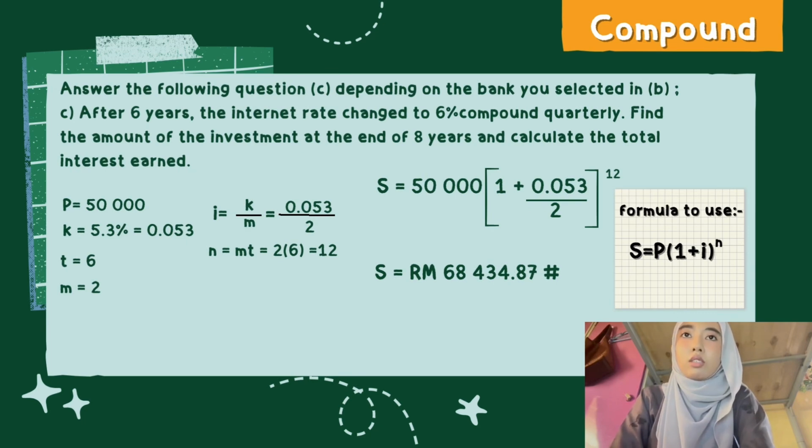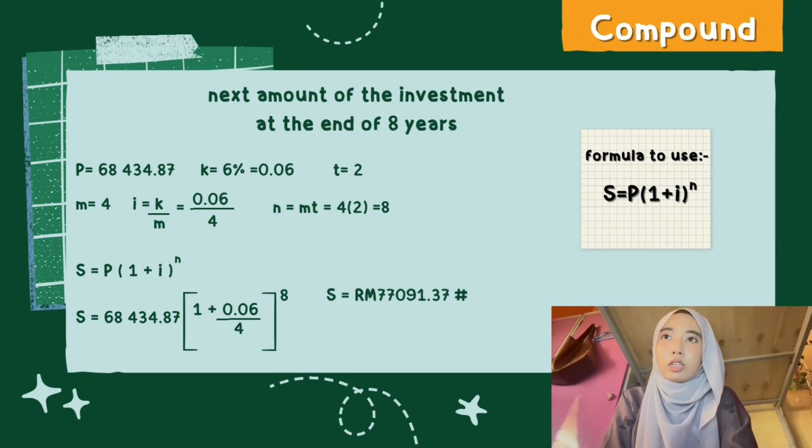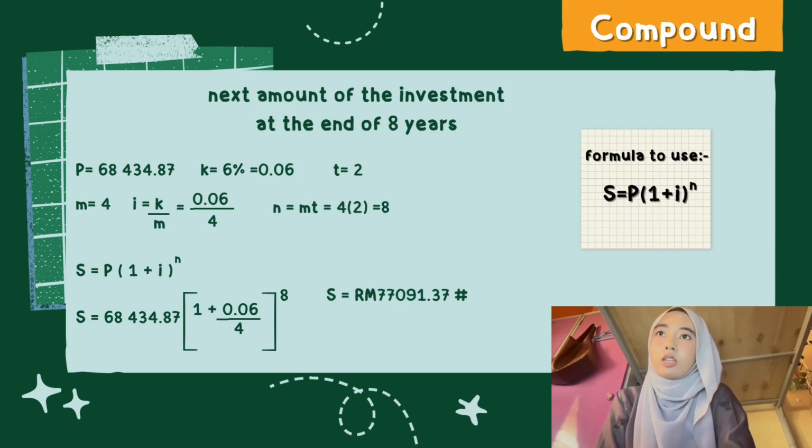And we use the formula S equals P, where P is 50,000, bracket 1 plus 0.053 divided by 2 and bracket power of 12, and the amount of S will be RM68,434.87. It's the amount of investment at the end of 6 years. And we still use the same formula, which is S equals P bracket 1 plus I bracket power of N.